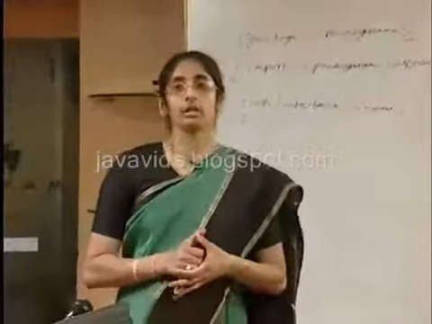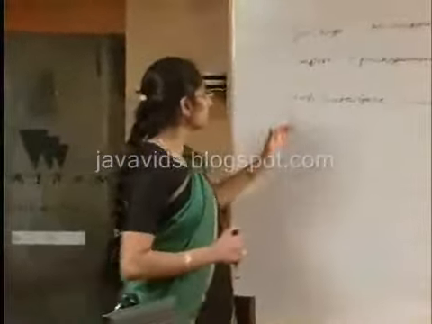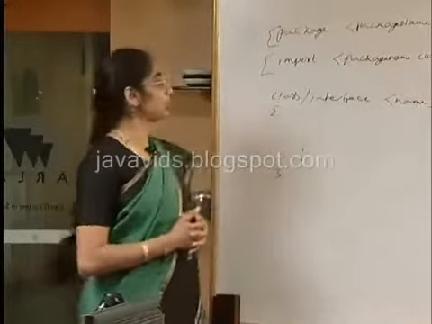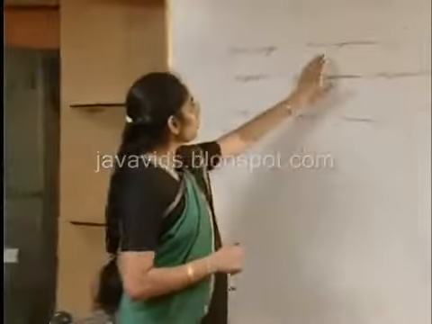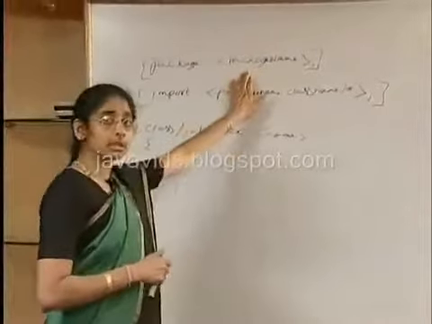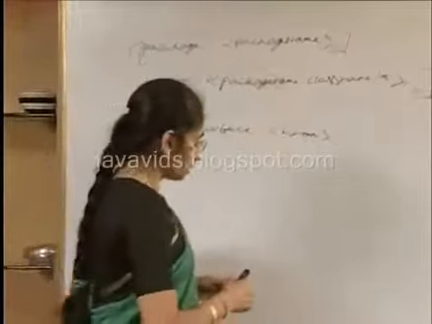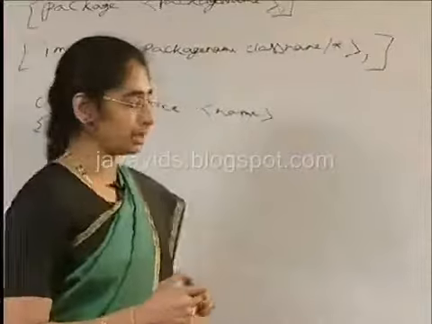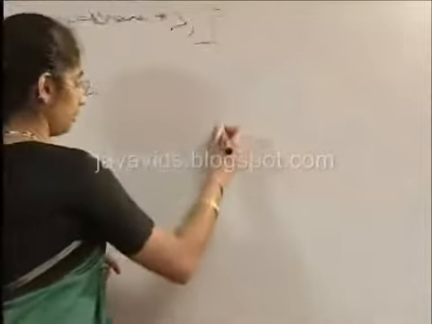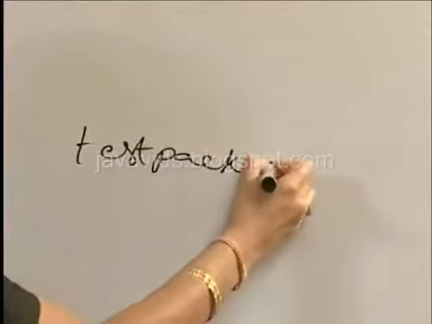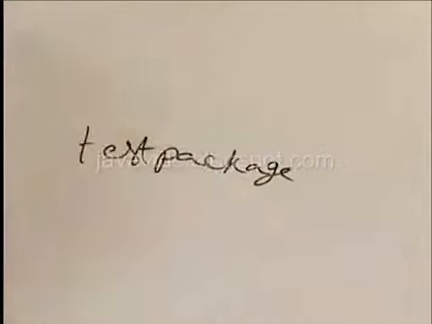Now Sun follows certain nomenclature for the package names and the class names, as well as methods and variables. Now how do we follow this? What is it that we need to follow? The package names are specified all in lowercase. So if you are giving a package name, let's say testpackage, as the name of a package, it should be all in lowercase.